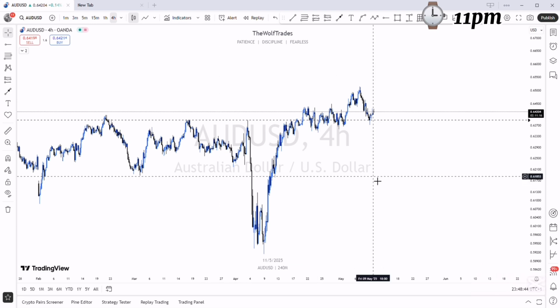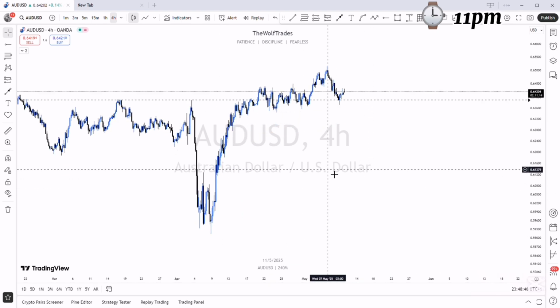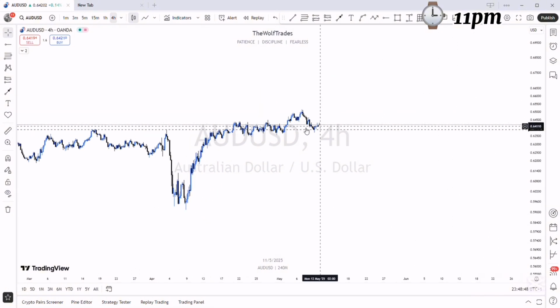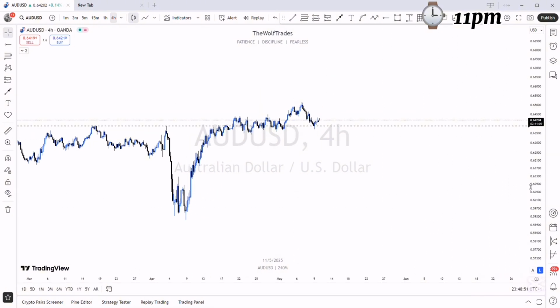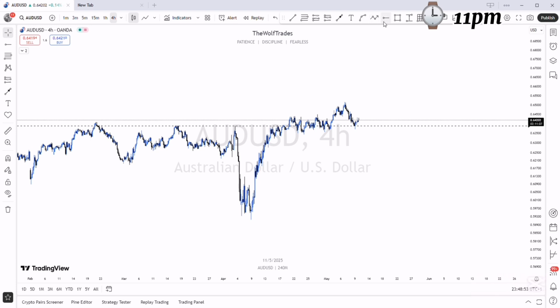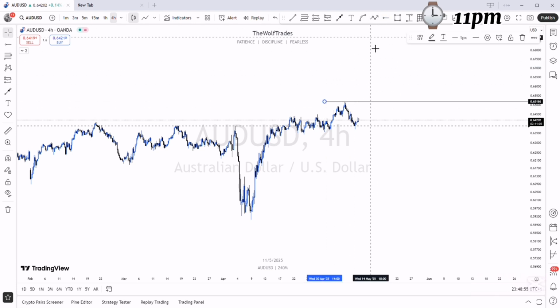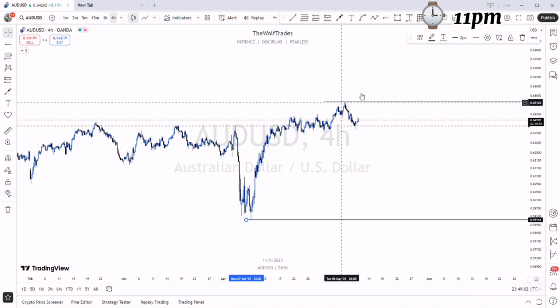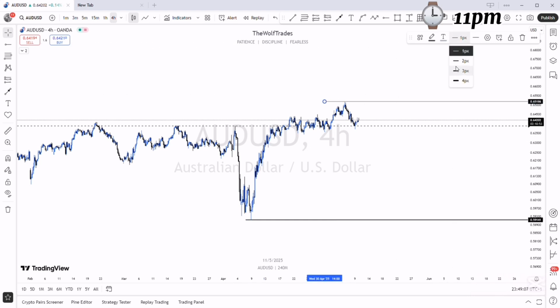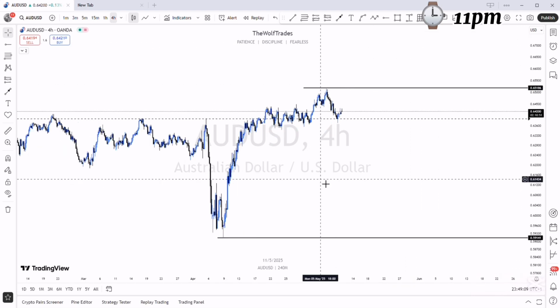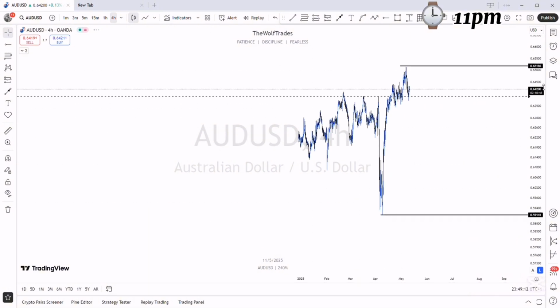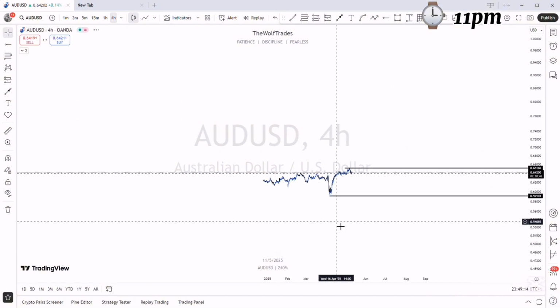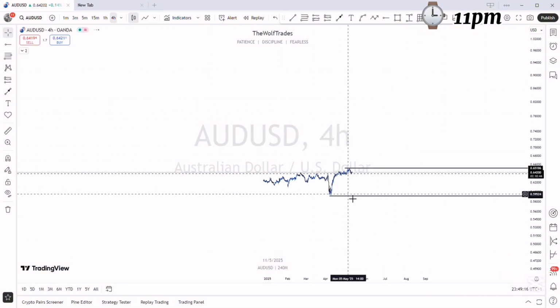Alright guys, so on AUD I'm just looking for my week, what I'll be looking out for in a week. So I'll always mark my highs and my lows. Let me just do it 3, because that's the highest high and the highest low. Let me just scale in.